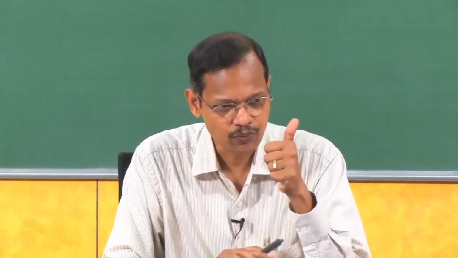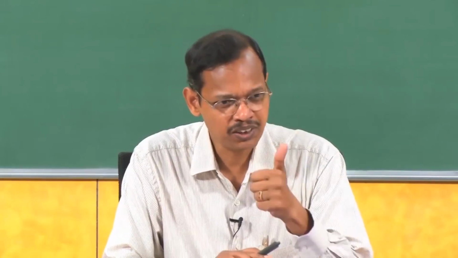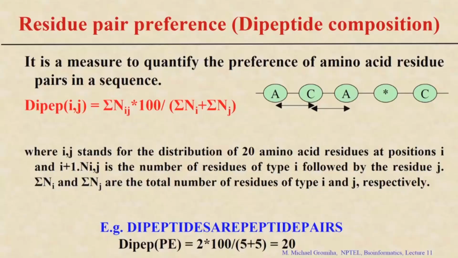So, now there is another feature, pair preference. In the composition we used only one residue, and saw how many times A, how many times D, E, all these things. But then the question is whether the occurrence of A is always close to A, always next to D, always next to E.